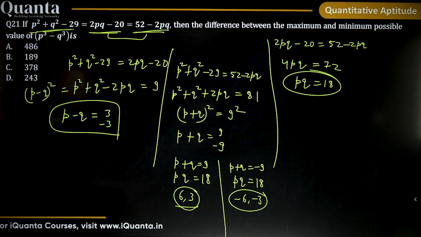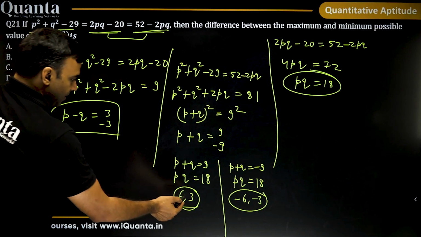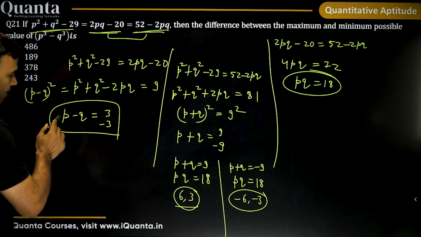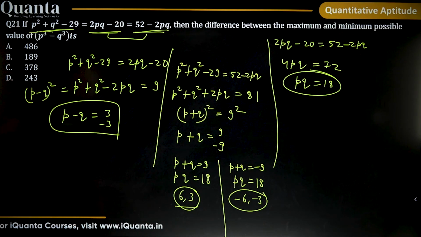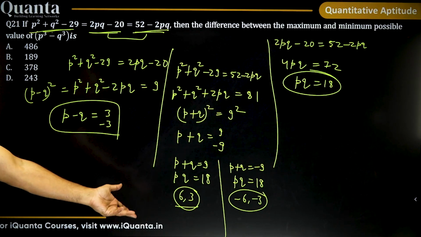So now I need the maximum and minimum values of p cube minus q cube. I don't even need this one, because, for example, if I take 6 and 3, then p minus q is 3. And if I take minus 6 and minus 3, then minus 6 minus minus 3 is equal to minus 3. So perfectly fine. Basically, with any two of them, we have got our possible situations.